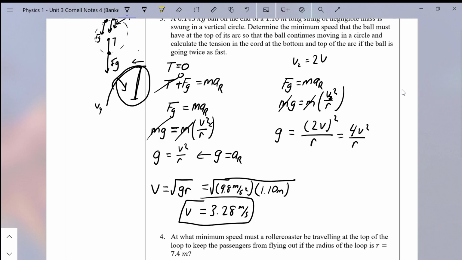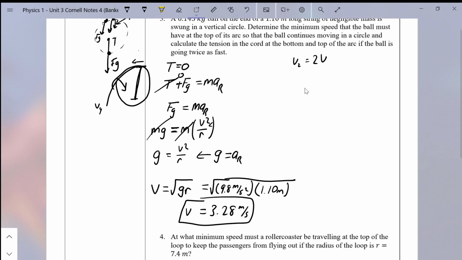Actually, let me take a step back on that. This actually, v sub 2 equals v, that's good, but we need to use that tension at the bottom of the motion. Tension minus mg is equal to m a sub r, which is v squared over r. And this is again v2. Then if I solve this for my tension force, T is equal to m times v squared over r plus g.